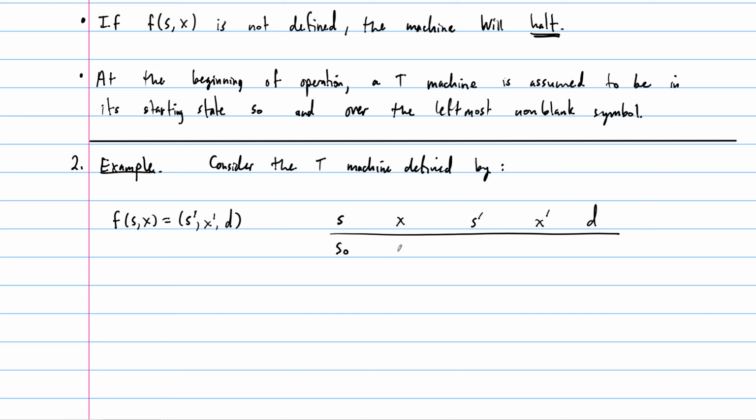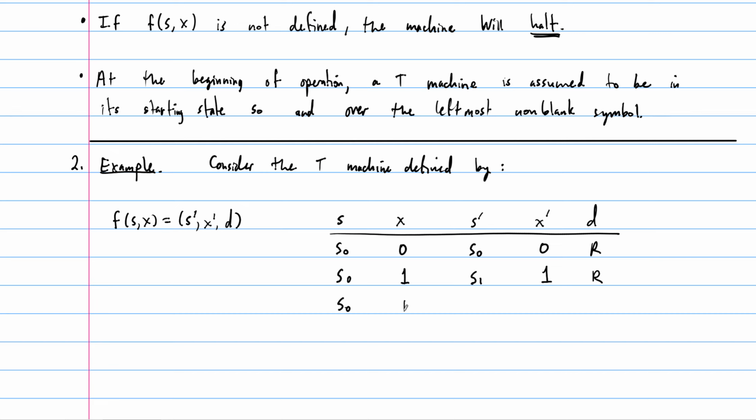But here's S0, 0, S0, 0, and then R. So this says that when the state is the starting state, S0, and the input is 0, you don't change anything, right? It remains S0, remains 0, but it does shift the tape to the right. Okay, so that is part of the output there. And then if the state is S0 and the input is 1, the output changes the state to S1, writes the symbol 1, and then moves to the right.